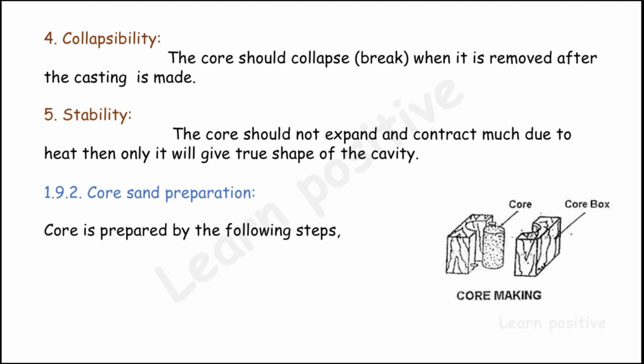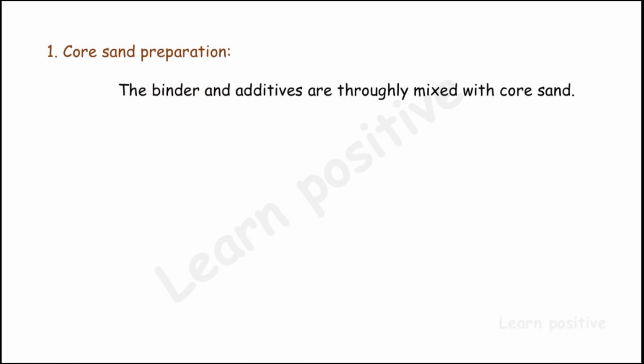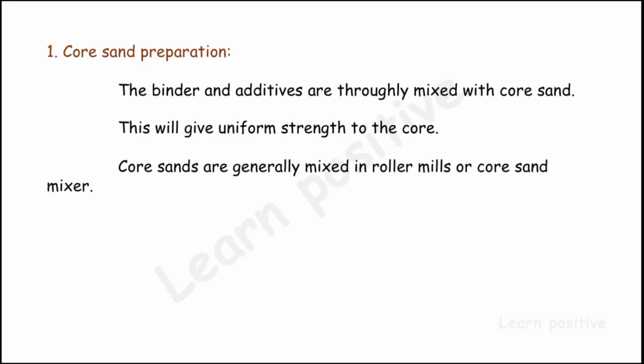So core is prepared by the following steps. The first step is core sand preparation, then core molding, core baking and core finishing. These four processes are used to produce the core. Now see one by one briefly. First one is core sand preparation. The binder and additives are thoroughly mixed with the core sand. This will give uniform strength to the core. Core sands are generally mixed in roller mills or core sand mixers.